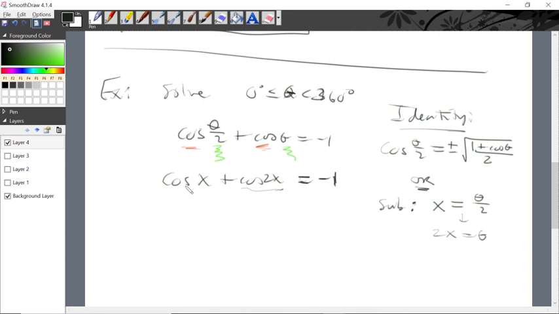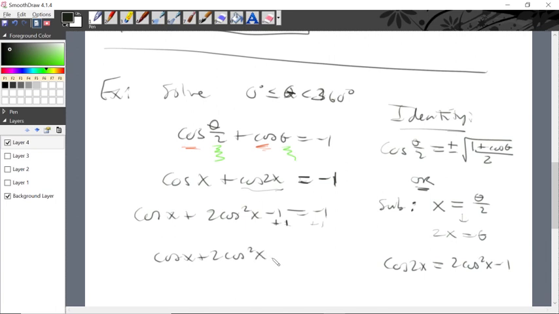And we want to get it in terms of cosine. So we're going to use the double angle identity for cosine that we used previously: 2 cosine squared x minus 1. Okay? So cosine x plus 2 cosine squared x minus 1 equals negative 1. Add 1 to both sides. You get this is equal to 0. So we have cosine x plus 2 cosine squared x is equal to 0.